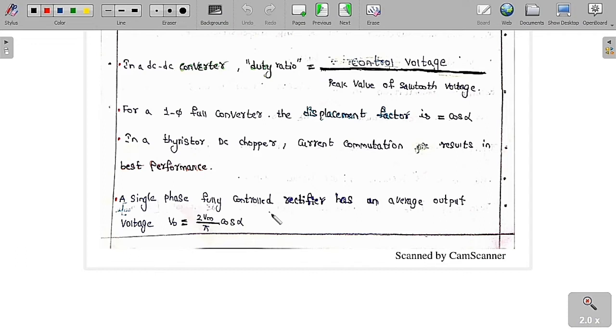A single phase fully controlled rectifier has an average output voltage V0 equal to 2 Vm by pi cos alpha. It's a very important formula. Whereas a single phase semi-controlled rectifier has an average output voltage V0 equal to Vm by pi into (1 plus cos alpha). Very important points that you need to remember.